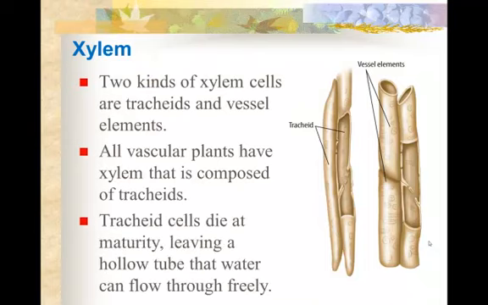Now in a xylem cell, there are two different kinds, and you can see them pictured over on the right, the tracheids and the vessel elements. And you need to know the difference between them. You need to know that all vascular plants have xylem that is composed of the tracheids, all of them. The tracheid cells, when they mature, they die. And so when they die, they're not going to have all that cytoplasm and other stuff inside of them. It's actually going to leave a hollow tube that water can easily flow through.